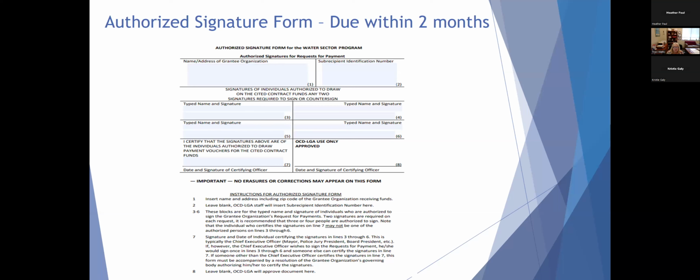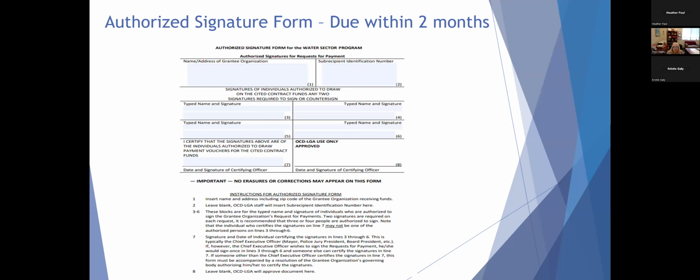The date and signature of the certifying officer in number 7, that would be your chief executive officer. So for a municipality, a mayor. For a parish, it would be your parish president. For a system, it would be your board president or your chief executive officer of your system.